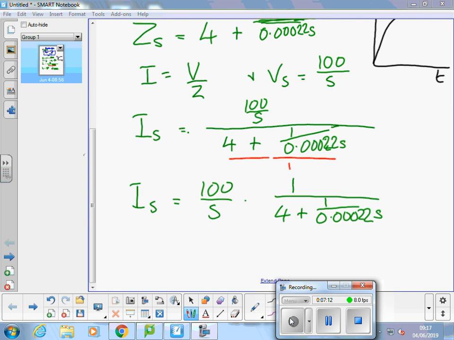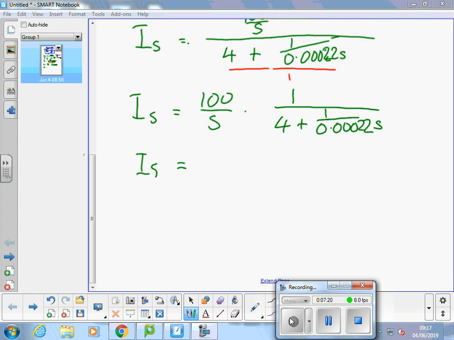Okay. That can be multiplied out. So we can say Is is equal to 1 times 100. On the top line is 100. We've got 4s plus s over 0.3022s.